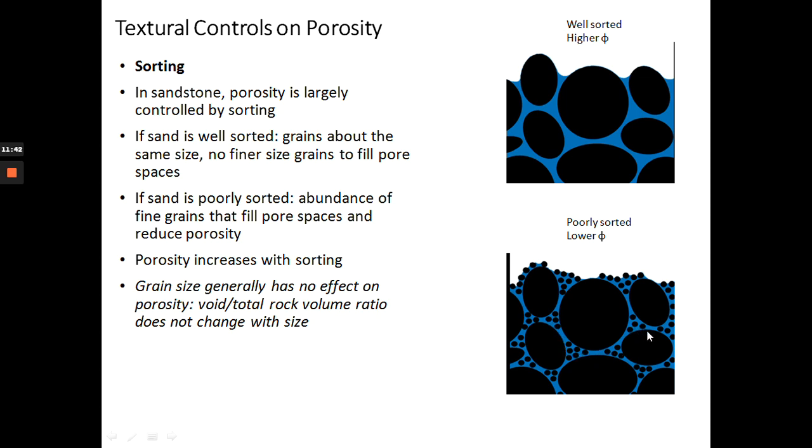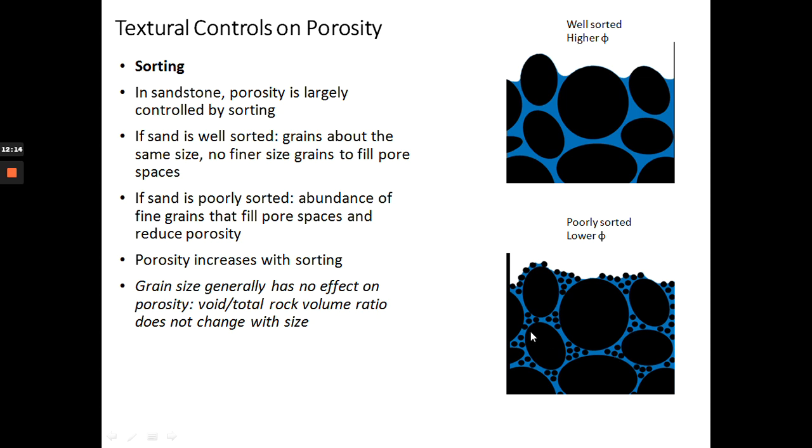throats. Okay, so if a sand is well sorted, grains about the same size, you don't have any finer size grains to fill in the pore spaces, right? So you tend to have a higher porosity. You have larger holes. But if it is poorly sorted, there's a lot of finer grain material inside your pores here. Now the volume of pore is now much lower because you have these solid grains inside the pores here, right?